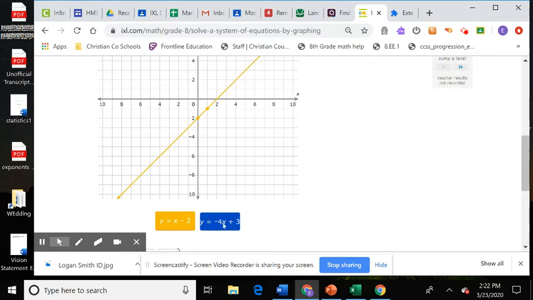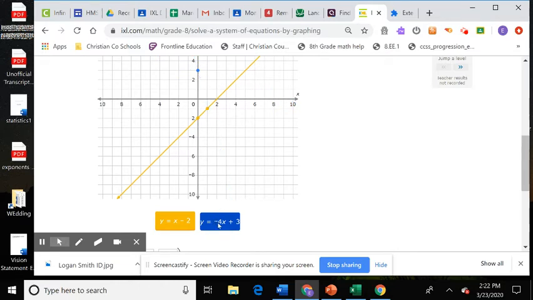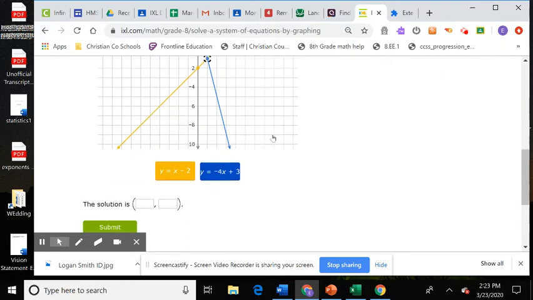Okay, this is negative 4x plus 3. So again, this number right here, the 3, is where we're going to start. So you'll click on that 3. Then we're going to look at the coefficient. This time the coefficient is negative 4. Well, negative means that we're actually going to go down 1, 2, 3, 4, and then we're only going to go over 1. The reason that we're going over 1 is that negative 4 written as a fraction is simply negative 4 over 1. Okay, so at this point we have intersecting lines, which means that we have one solution.